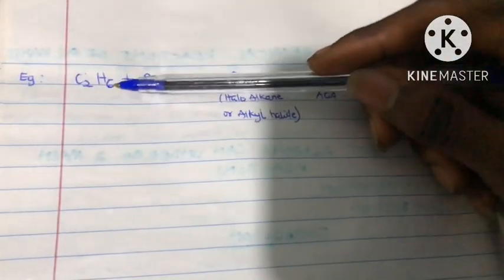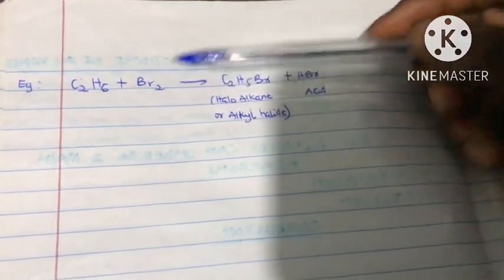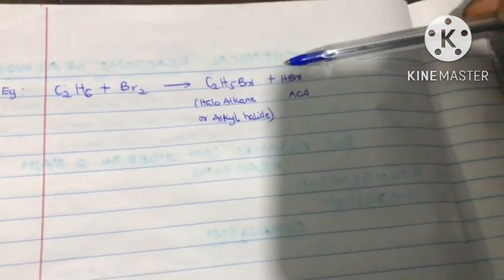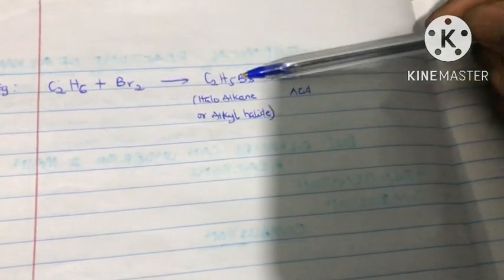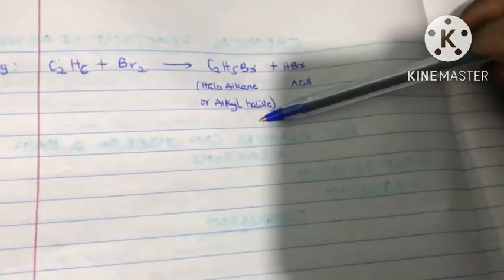So let's look at this example 2. You can see that this is ethane reacting with bromine gas. You understand? And you get this and this. This is an acid. And an alkane with a halogen is called a haloalkane or alkyl halide.